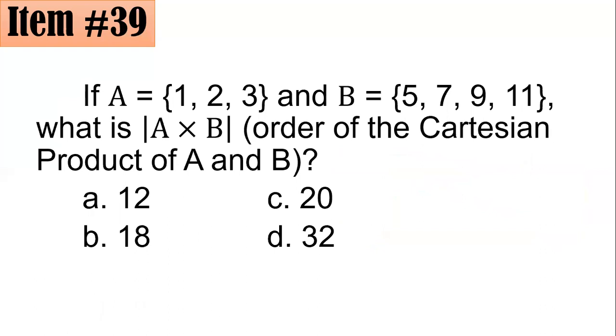Number 39. If A is a set with 1, 2, 3, and B is a set with 5, 7, 9, 11, what is the cardinality of A cross B? Or I mean, the order of the Cartesian product of A and B. Is it 12? 8? This has 3 elements, this has 4 elements. So is it 12, 18, 20, or 32?